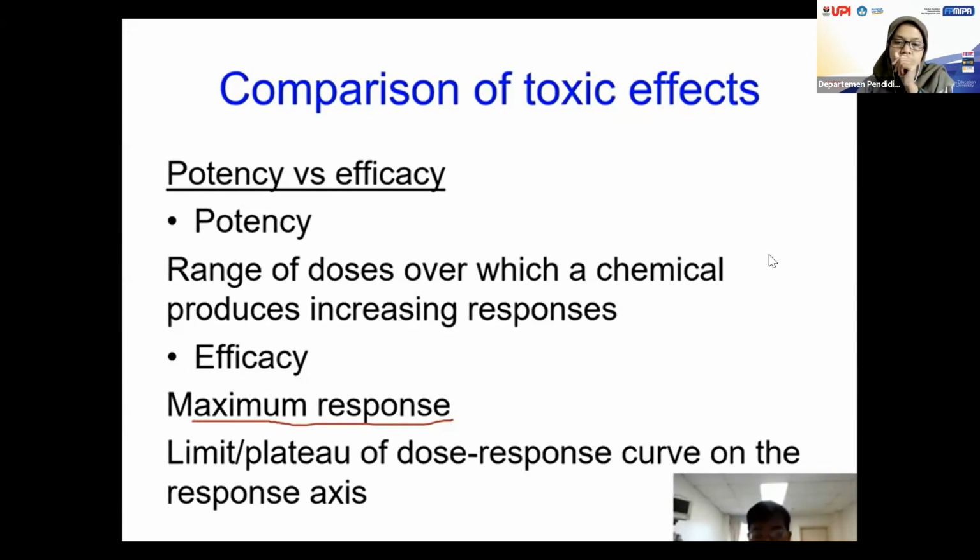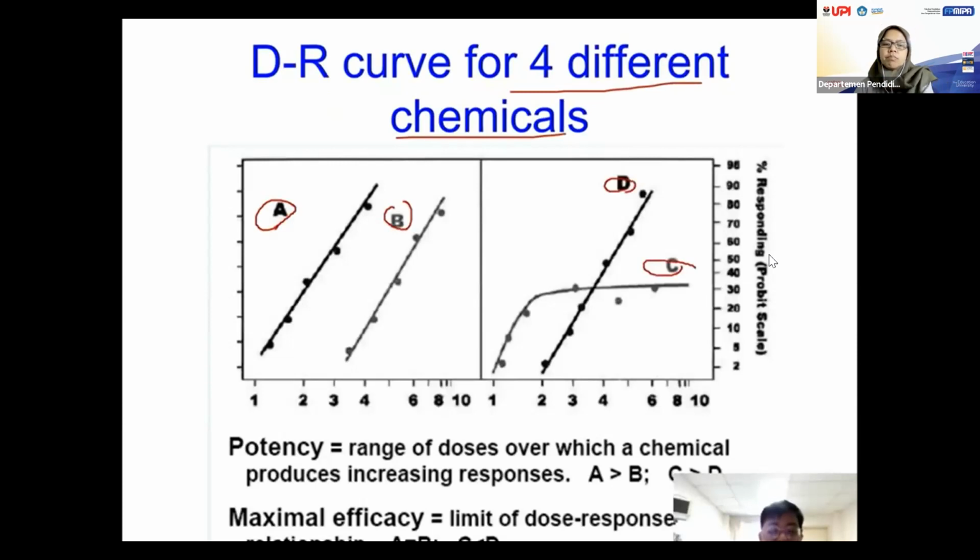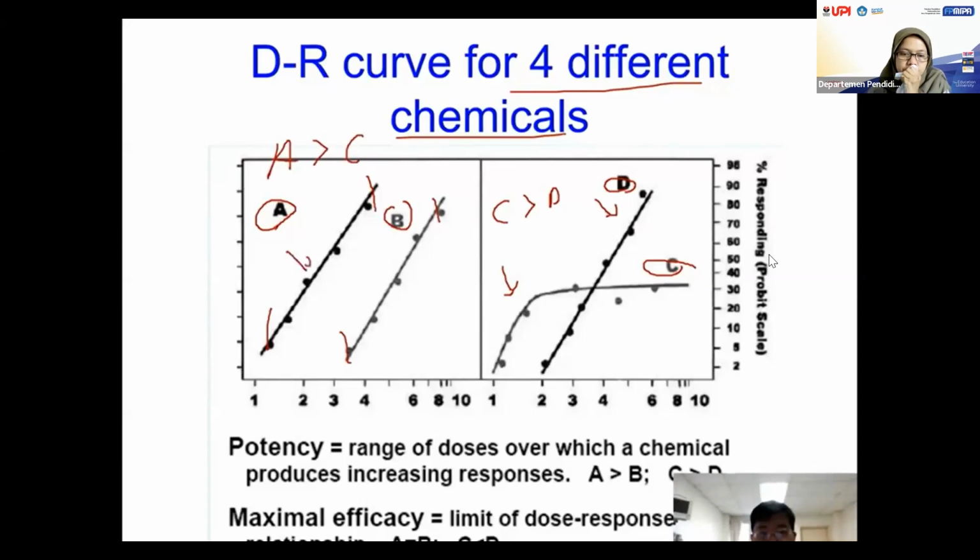So let's look at an example of potency and efficacy. If you look at the dose response curves for 4 different chemicals, you have chemical A, chemical B, chemical C, and chemical D. When we talk about potency, it means the range whereby there is a high or increasing response. The range here for A is here, B is here. So of course A is more potent than B. Whereas for C and D, C is here and D is here. So definitely C is more potent than D. So A is more than B and C is more than D, because they are at the left side. This is the range whereby you have the maximum response, whereas D is here.